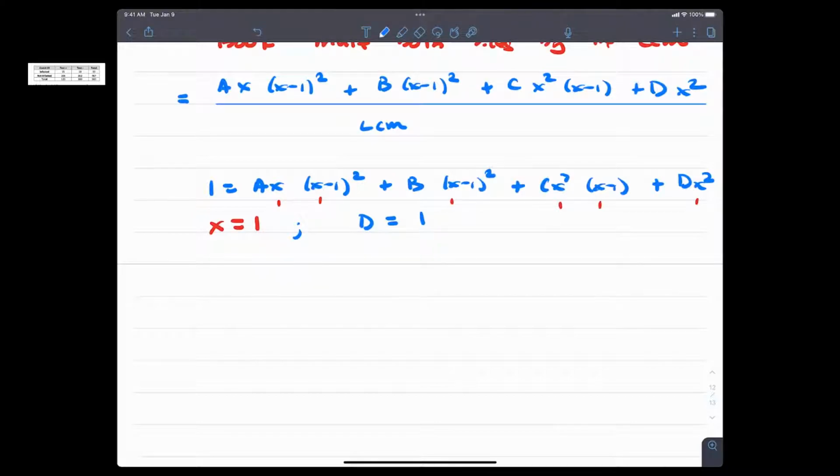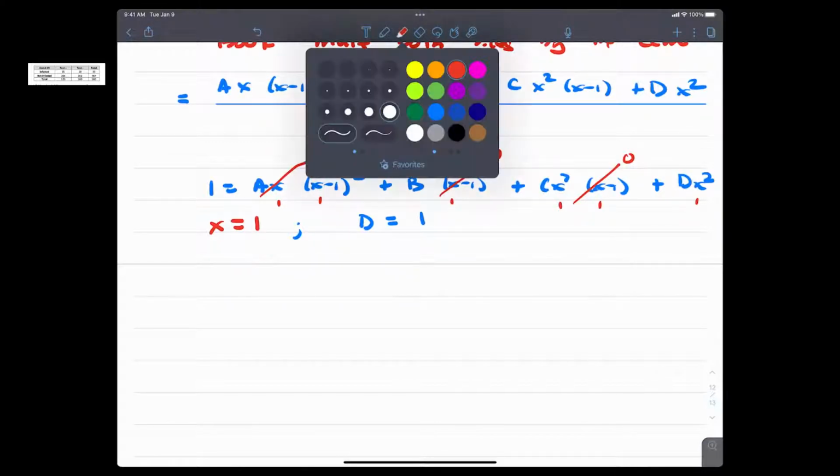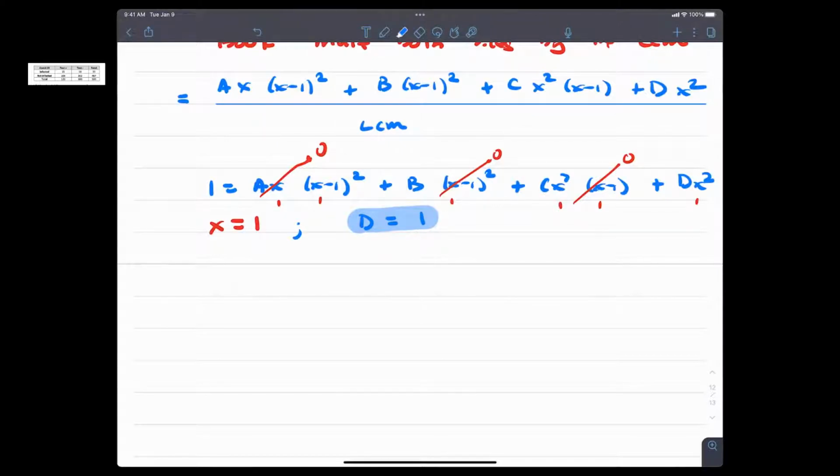Do you guys see d being 1 and x is 1? Right? Because doesn't that make all of these terms 0? 0, 0. So d times 1 squared is d, which is 1. So when x is 1, we get d is 1. That's a pretty good thing to start with. So you go, okay, I got d is 1. All right, you guys okay with that one?